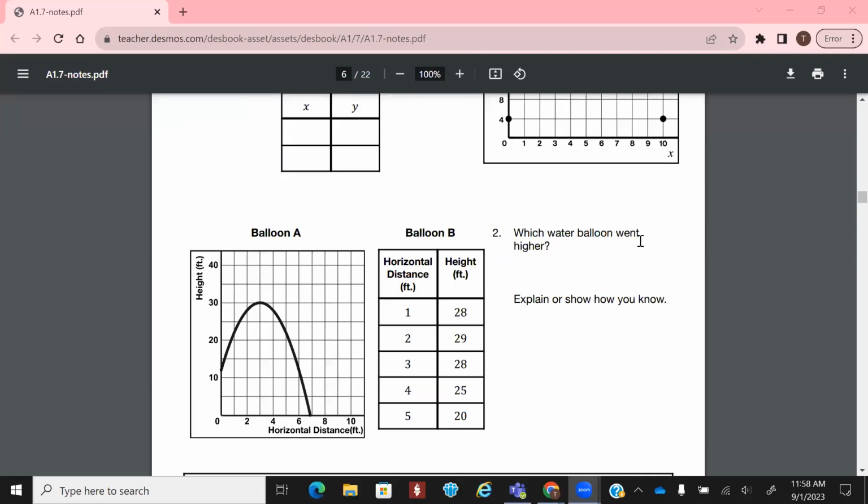Okay, which water balloon went higher? A or B? A, why A? It went up to 30 and this one only went up to 29. So A went to 30 and B went to 29.